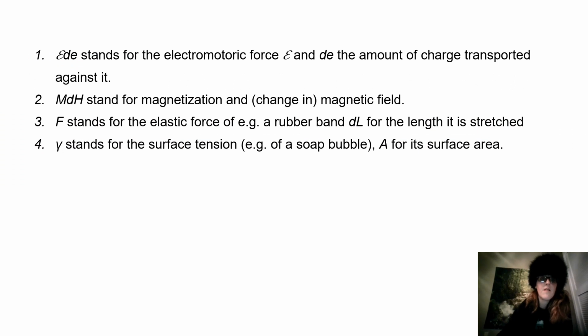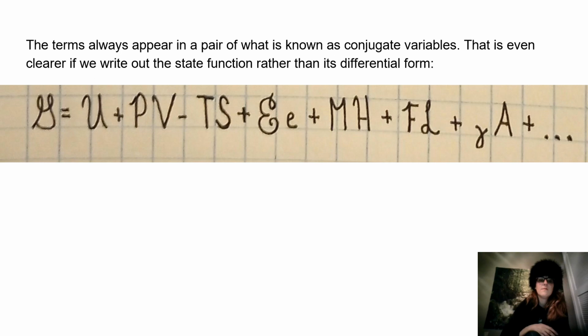Epsilon stands for the electromotive force and dE the amount of charge transported against it. M dH stands for magnetization and change in magnetic field. F stands for the elastic force of, for example, a rubber band, dL for the length it is stretched. Gamma stands for the surface tension, for example, of a soap bubble, A for its surface area. The terms always appear in a pair of what is known as conjugate variables.